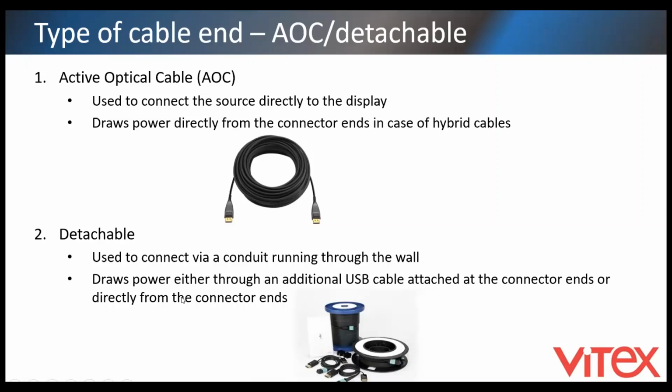So these types of cables can either draw power through an additional USB attached at the connector ends or directly from the connector ends. As you can see from the image, these are the spools of cable which will run through the wall. And then these are typically the extenders which will directly be connected to the port in the wall and either your source or your display device. You can also see a small USB cable attached to the end, which is typically used to consume power.